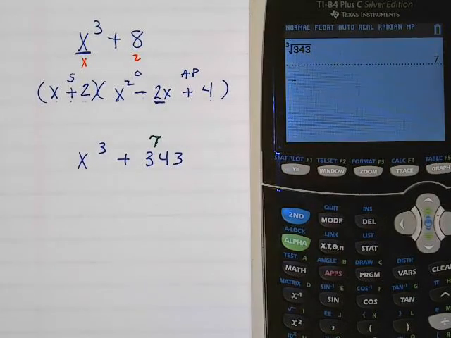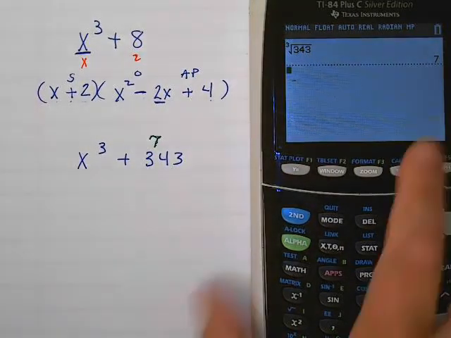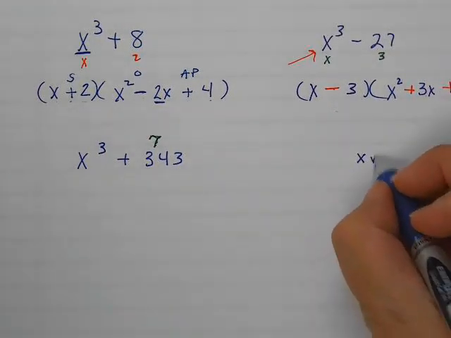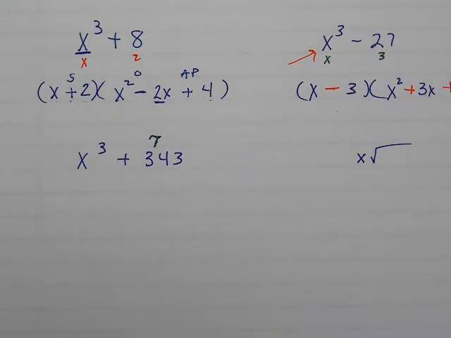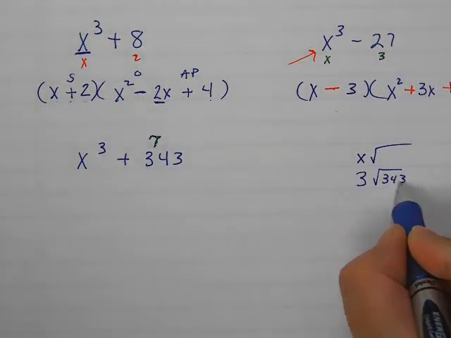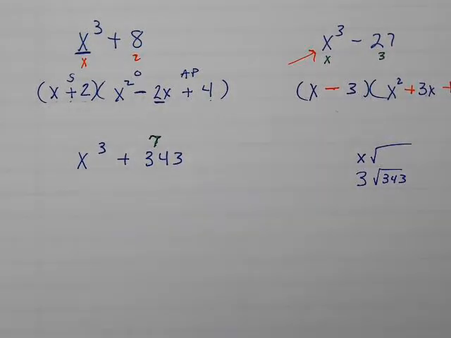If you have the smaller TI-30 calculator, you'll have to find the little button that says x and then has a square root like that. And on that one, you're going to type in 3 square root 343. That's if you have that smaller calculator. But really, you should be just using the graphing calculator that's on your Chromebook app.